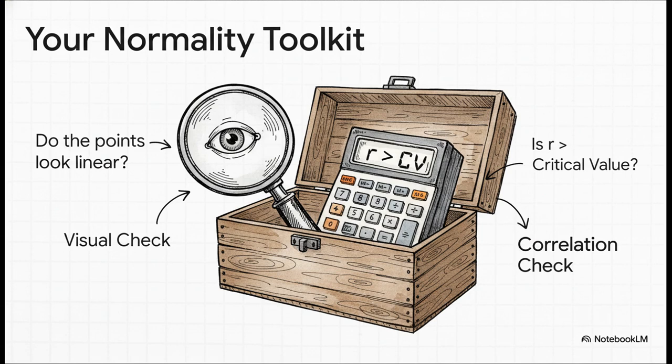You've got 2 main checks. First, the visual check. Just look at the plot. Do the points basically form a straight line? And second, the correlation check. Run the numbers. Is your calculated R bigger than the critical value from the table? If you can say yes to these, especially that second one, you are in fantastic shape.